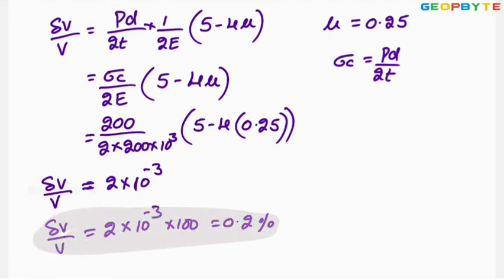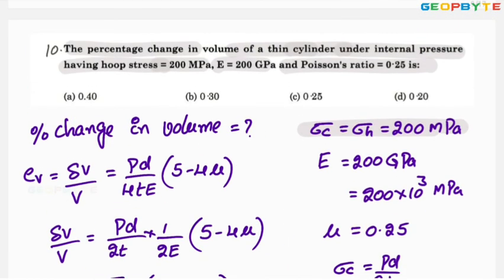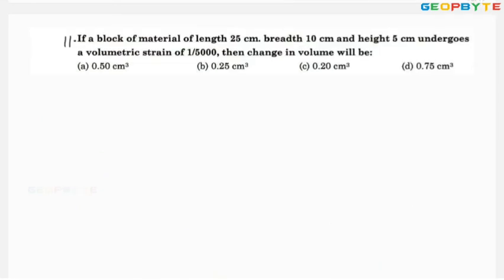Look at the options. 0.2. Look at option D. Option D is absolutely correct. I hope you got my point. Let us take one more problem. Look at the next problem.